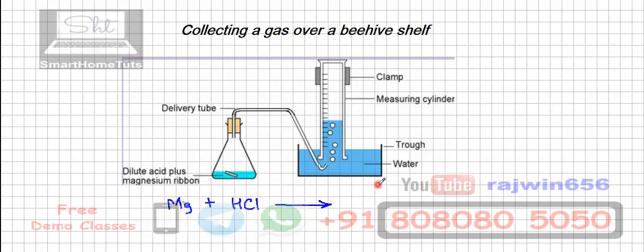There is no O on the reactant side. How can oxygen be produced, or how can CO2 be produced? There is no carbon, there is no oxygen, then what? Can you tell me what is the possibility of this combination of reactants? Magnesium chloride. That's correct. What will be the formula of magnesium chloride?